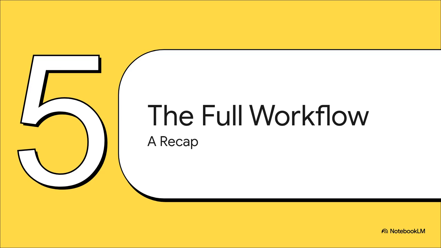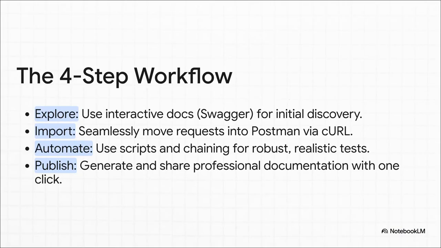All right, let's bring it all home. We've just walked through a complete, modern, professional workflow for API testing. So what does that look like when you put it all together? It's this 4-step process, but it's really more than just a checklist, you know? It's a whole shift in mindset. You start by exploring, not just jumping into code. You import that exploration seamlessly into a real testing tool. You automate things in a way that actually mimics real-world users. And then you publish it, turning your work into a valuable asset for the whole team.